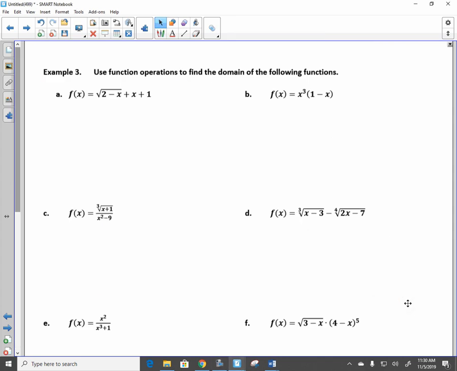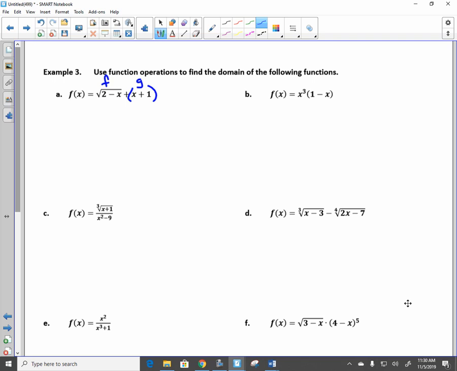Suppose you had a function, the square root of 2 minus x plus 1, and you wanted to identify that domain. Well, we haven't looked at a function like that before. We just graphed a lot of functions through transformations not too long ago. However, I could divide this up into 2 functions that are added together. I could call this one f and this one g.